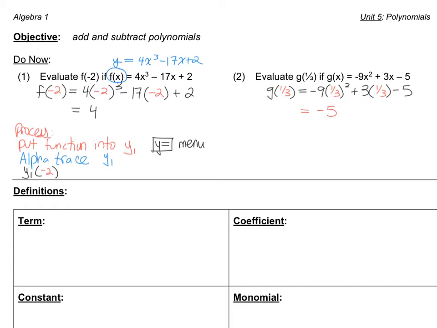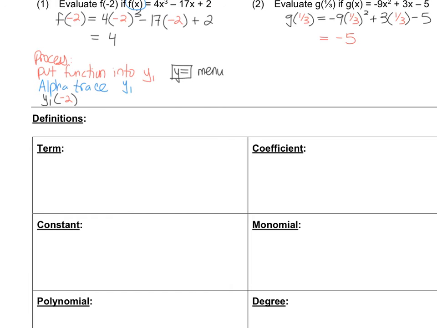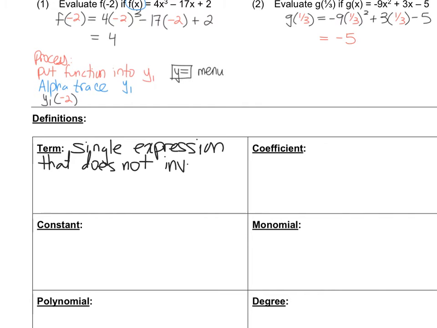All right. So we're going to learn about the structure of a polynomial. And there's a few important components. The vocabulary helps us to kind of understand these things. This is the language that we speak in terms of when dealing with polynomials. So the sooner you get up to speed on this, the better off you'll be. So a term is a single expression that does not involve addition or subtraction.